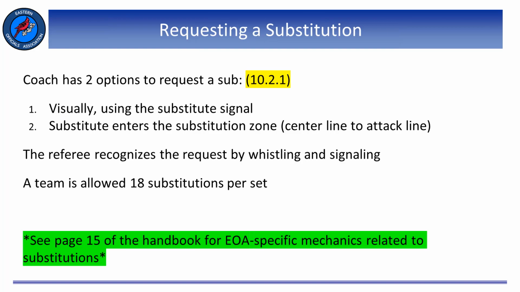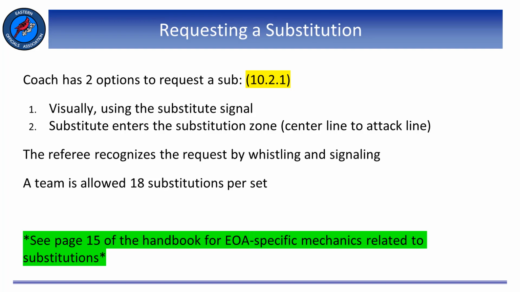When officially requesting a substitute, the coach has two options. Visually, they can look at the R2 and use the substitution signal as referenced in the handbook, or the substitute can enter the subzone, again, the center line to the attack line. If they choose this option, the coach does not also need to verbally request a sub. Just the fact that the substitute has crossed that 10-foot line into the subzone makes it a legal substitution request. Once a request has occurred, the R2 will recognize the request by whistling and signaling.